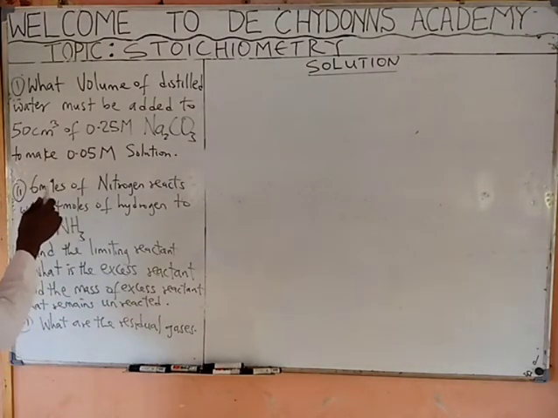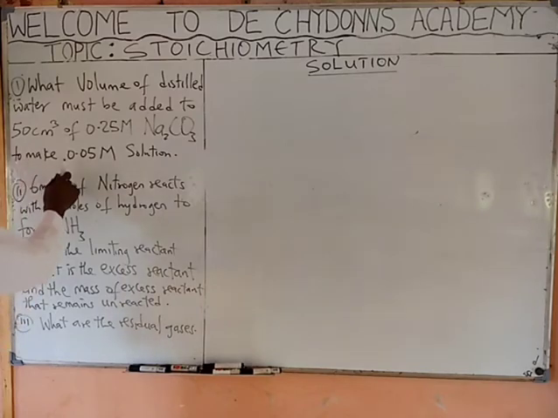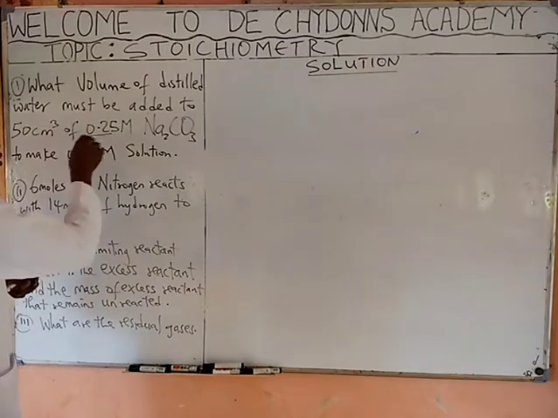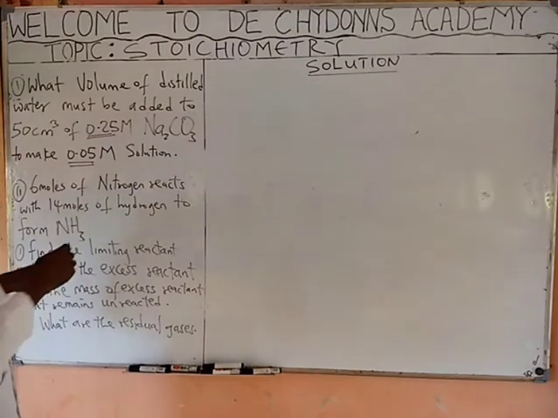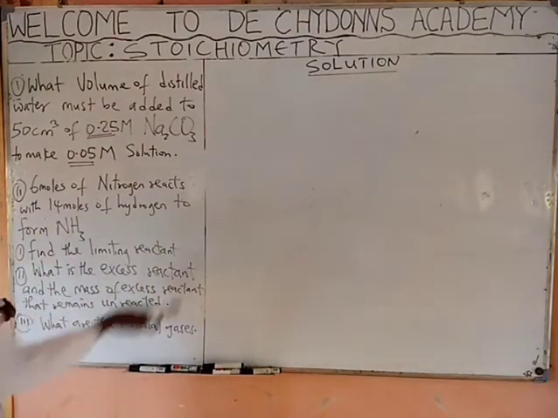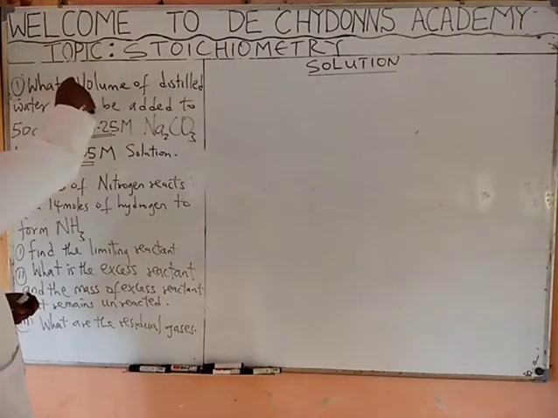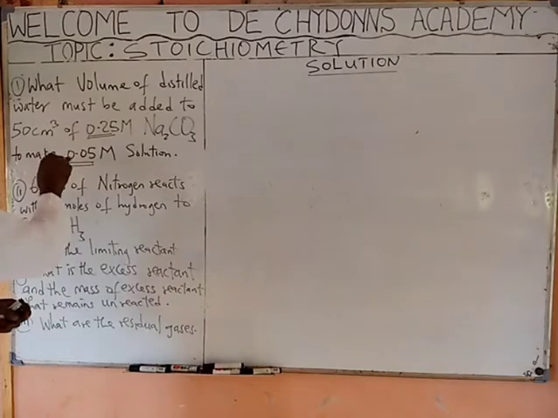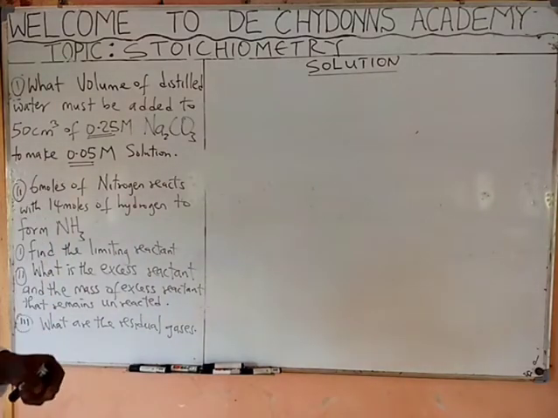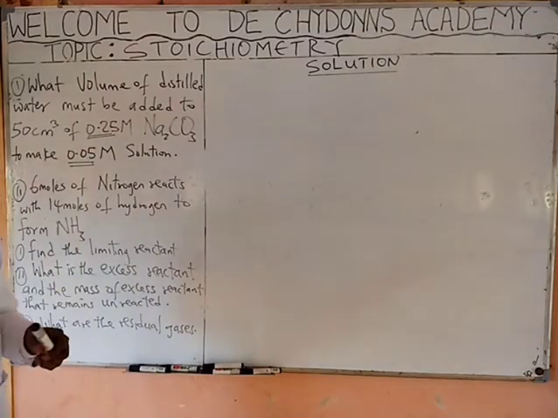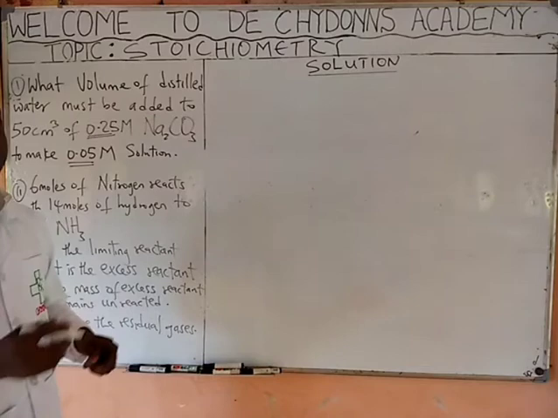Now, from the question you see here, 0.25 is bigger than 0.05. That means this is more concentrated than this. When you add distilled water to this higher concentrated solution, you will get this lower concentrated solution. Now the question is, how much water are we to add to this 50 cm cube of this to get this? That brings to our notice that we use the dilution formula.